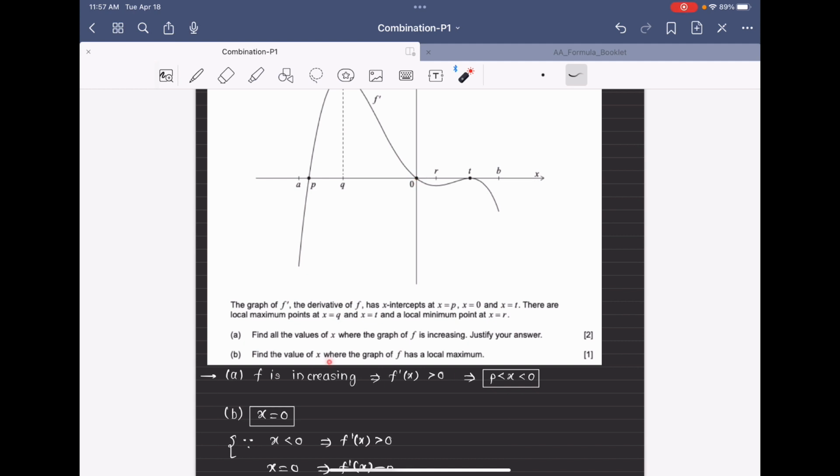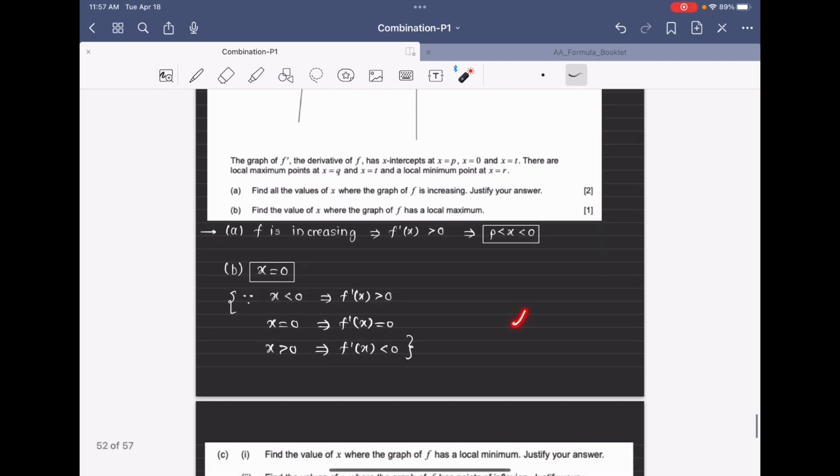Find the value of x where the graph of f has a local maxima. Local maxima, how does it look like? This is my graph of f. Maxima will happen before the maximum point, slope is positive. After the maximum point, slope is negative. Slope is positive means what? F dash is greater than 0. Slope is negative, that is f dash is less than 0. And at maxima, f dash is equal to 0. So check at which x-intercept first slope is positive and then slope is negative.